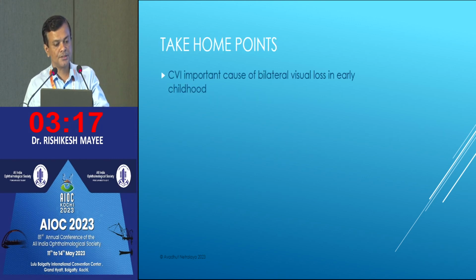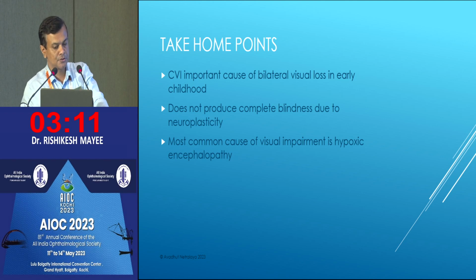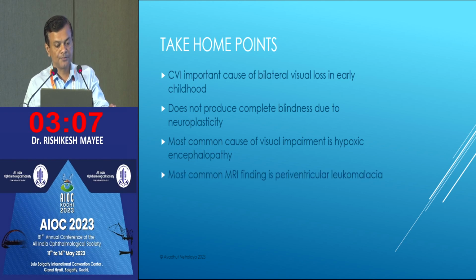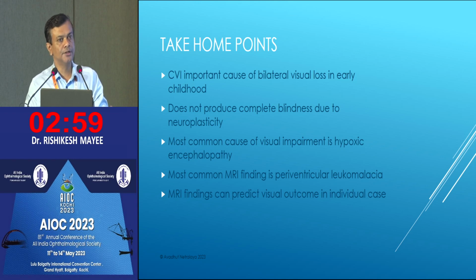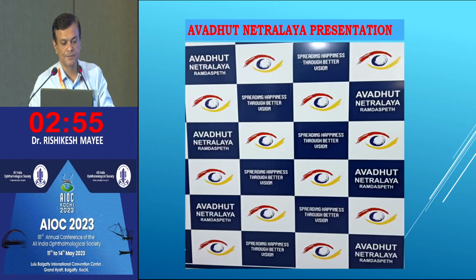So take home message: CVI is an important cause of bilateral visual loss in early childhood, and complete blindness is usually not there because of the neuroplasticity. The most common cause is hypoxic encephalopathy, and the most common MRI finding is periventricular leukomalacia. MRI findings do have a prognostic value. They can predict the visual outcome in the individual case in the long run. These are a few references which I used for the presentation. Thank you.